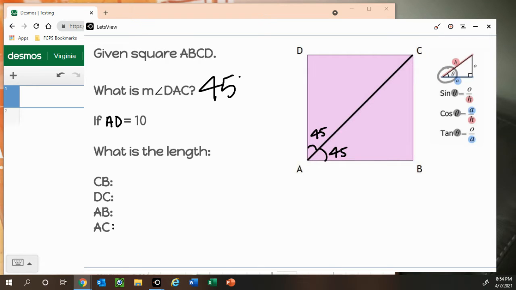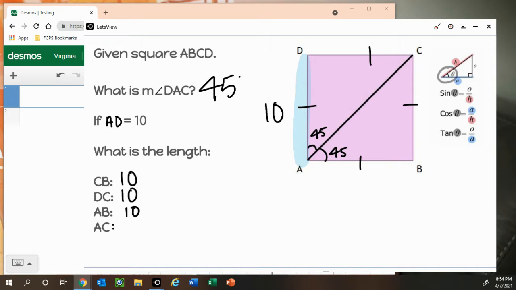All right, so now we're going to look. If side AD has a length of 10, that's right here, we know that all of these other sides also have a length of 10. That's one of the properties of squares: all sides are congruent. Our diagonal is not congruent, however. So let's find some missing sides. CB right there is going to be 10. DC right there is going to be 10. AB right here is going to be 10.